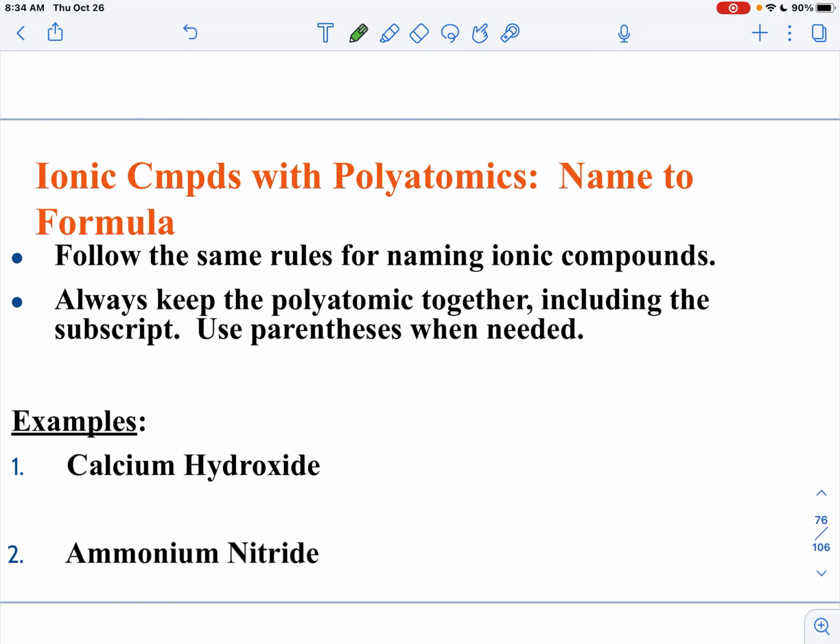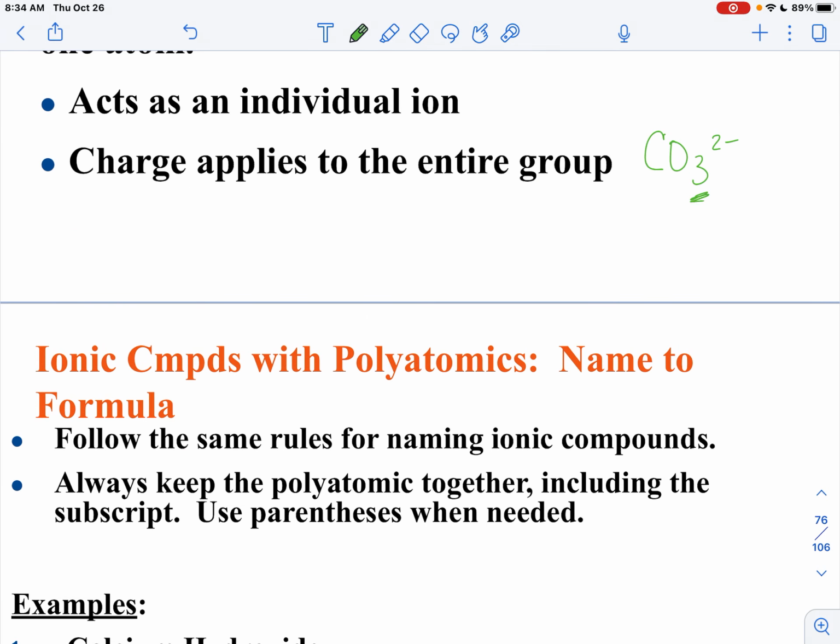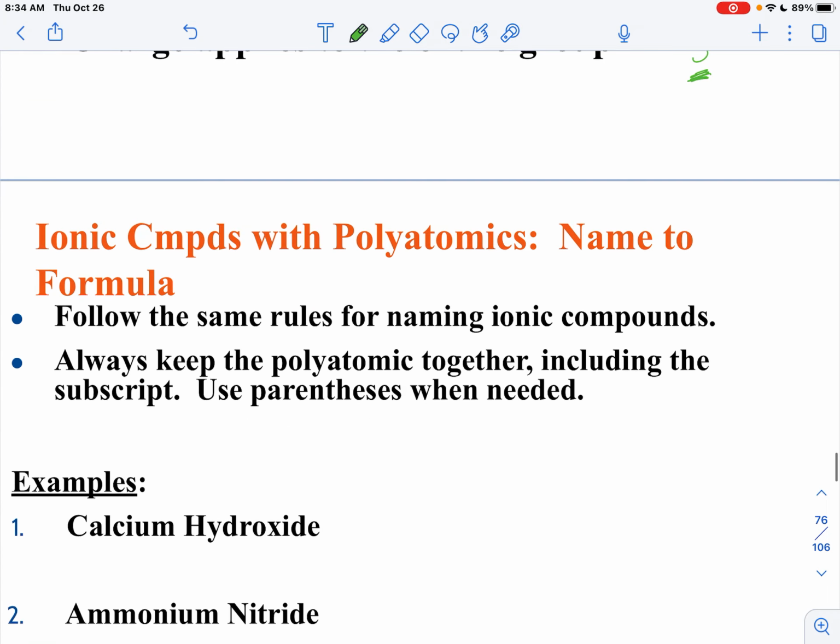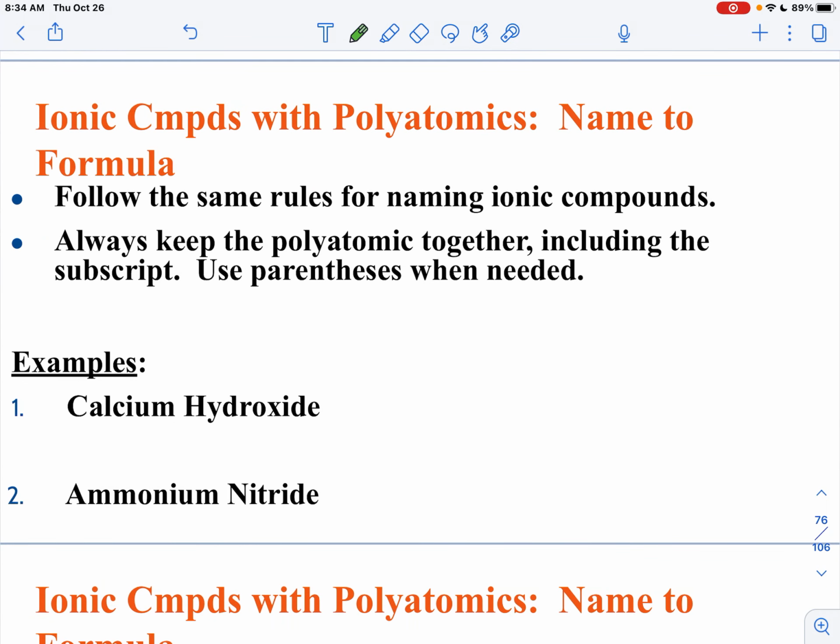So, name to formula. You follow the same rules for naming ionic compounds that we learned, but always keep the polyatomic ion together, including the subscript. By that, I mean like this 3. You never crisscross the subscript. So it's important that you know what the subscript is on the polyatomic ions. And use parentheses when you need to. Parentheses are not going to be wrong. There are going to be times when you need to have them, but you can always have them if you want. So let me show you what I mean.